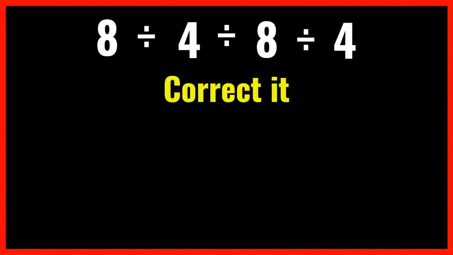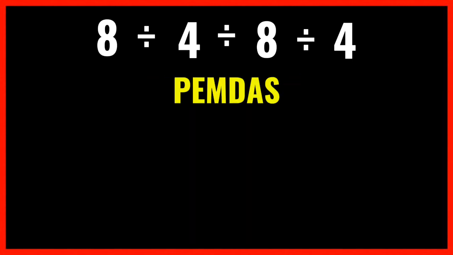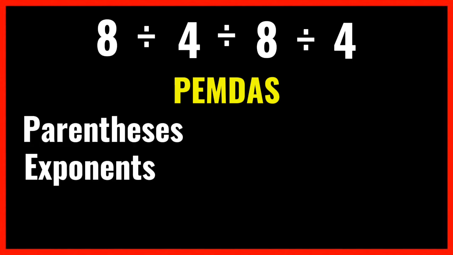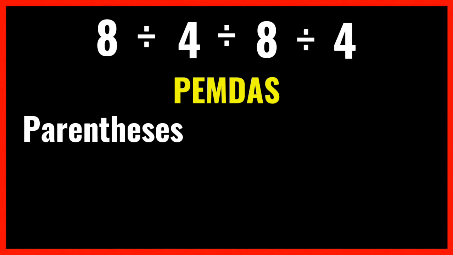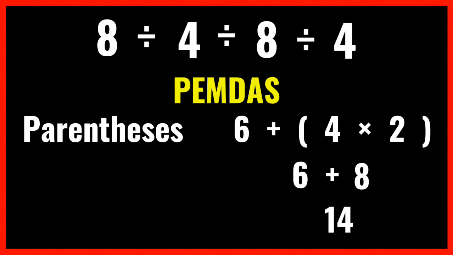Before we correct it, let's understand PEMDAS, so we don't make this mistake again. PEMDAS stands for parentheses, exponents, multiplication and division, and addition and subtraction. First, parentheses. These are always solved first. For example, 6 + (4 × 2). You solve inside the bracket first. 4 × 2 equals 8, then 6 + 8 equals 14.